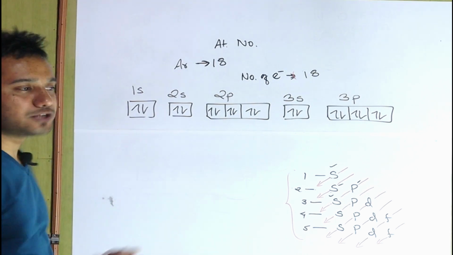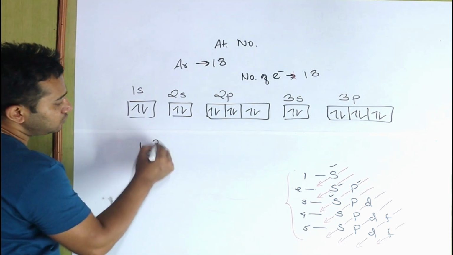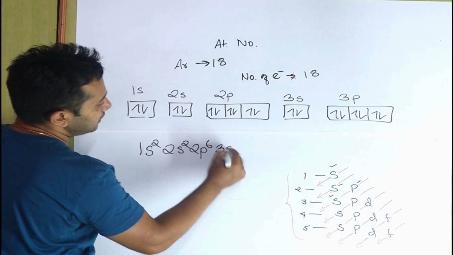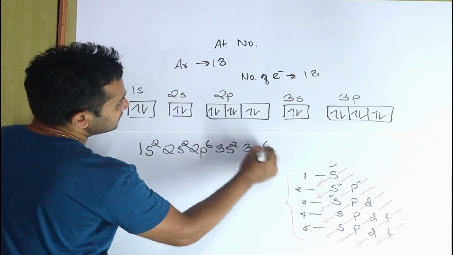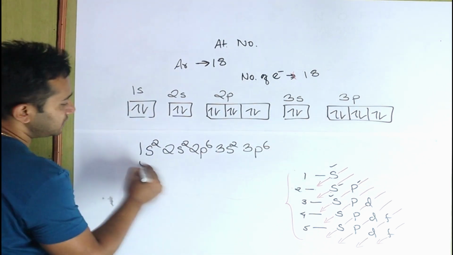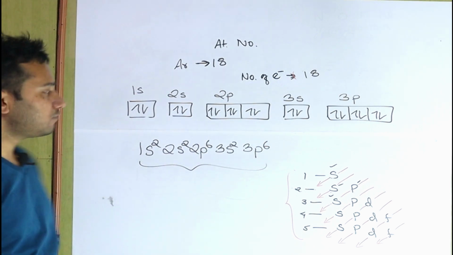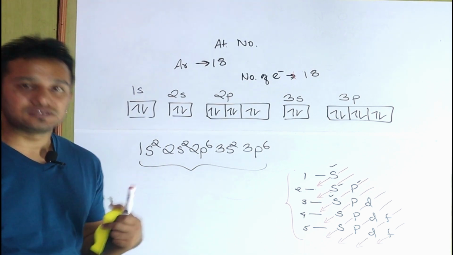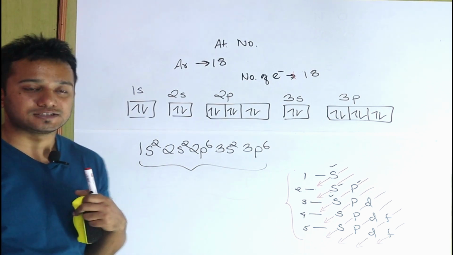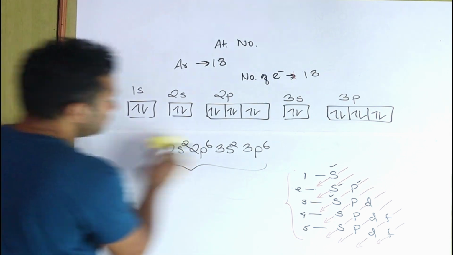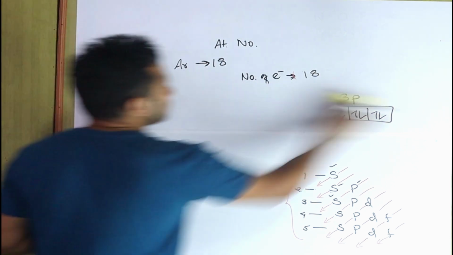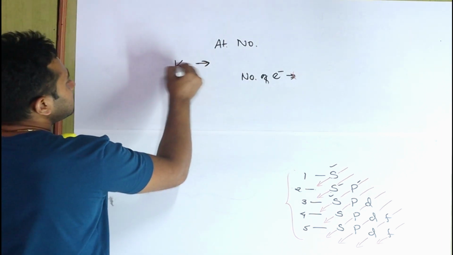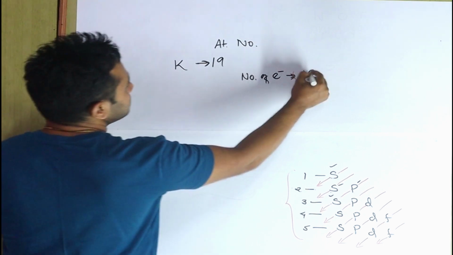So now I'll write the electronic configuration: 1s2, 2s2, 2p6, 3s2, 3p, 6 electrons, right? So 3p6. So this will be the electronic configuration of argon: 1s2, 2s2, 2p6, 3s2, 3p6. Now atomic number 19, number of electrons is 19.